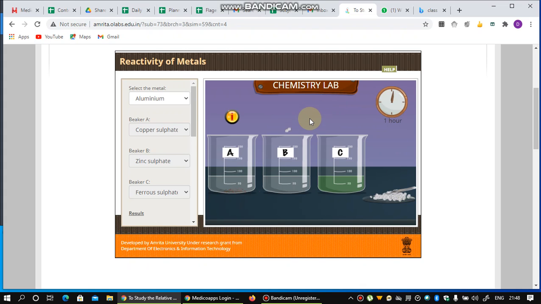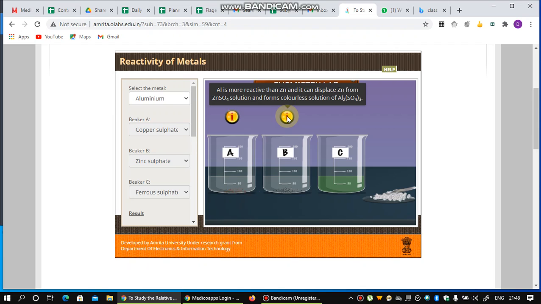Next step, again we take aluminum and put it in beaker B, which had the zinc sulfate. Again, aluminum is more reactive than zinc, therefore it displaces zinc from zinc sulfate to form the aluminum sulfate.